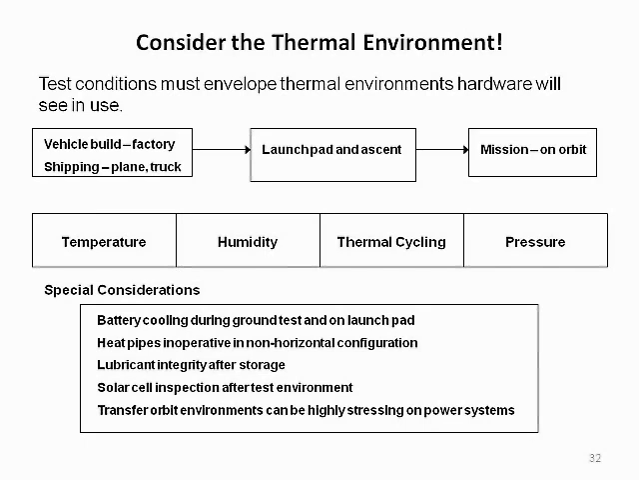Batteries may require special cooling during ground testing. Heat pipes must be kept level during ground tests in order to work properly. Lubricants may degrade or migrate during long-term storage. Solar cells may require inspection after test, and transfer orbit environments may present a highly stressing condition for power subsystem components.